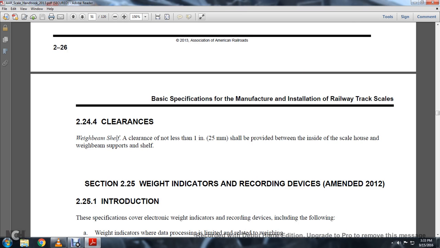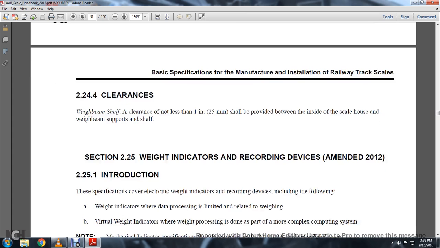224.4 Clearance. Weigh beam shelf. A clearance of not less than 1 inch shall be provided inside the scale house for the weigh beam support shelf.